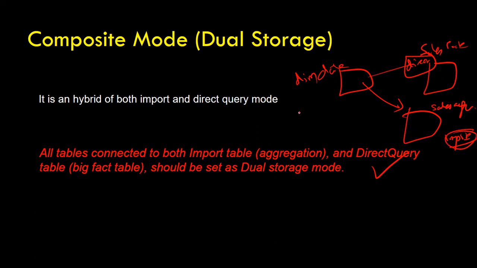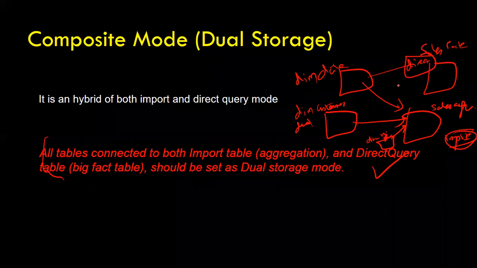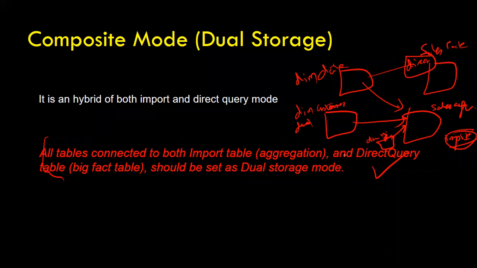In that kind of situation, you can go for dual. We also have a customer dimension table, so in this case also you can use dual mode, because here also it is customer-wise. And again region, you have something called the dim region dimension. So you are connecting these two tables with the table which is in import mode, and the other one in direct query mode. That is what this says: all tables connected to both import table, aggregation, and direct query table should be set as dual mode. Hope it's clear for you all.